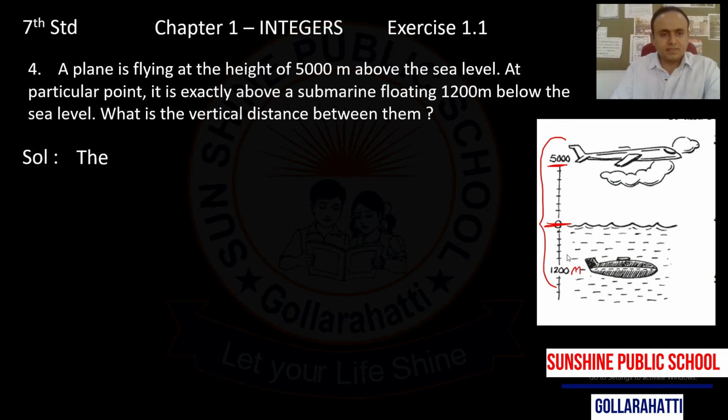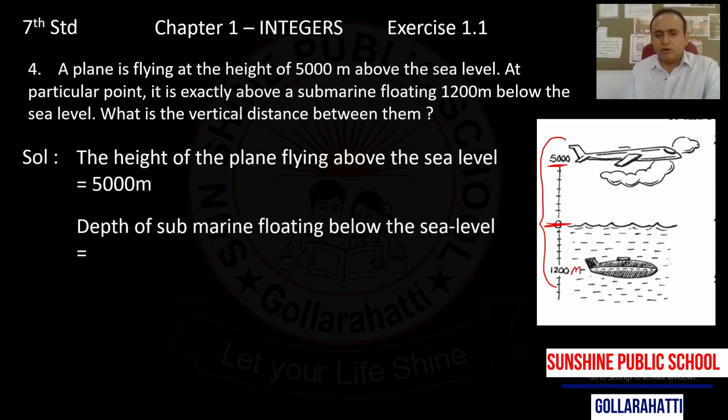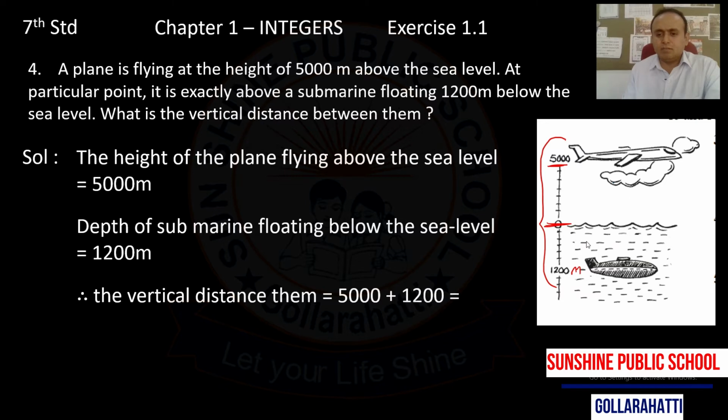Let us see. The height of the plane flying above the sea level is 5,000 meters. The depth of the submarine floating below the sea level is 1,200 meters. So we have to add. Therefore, the vertical distance between them is 5,000 plus 1,200 meters, which is equal to 6,200 meters. This is the answer.